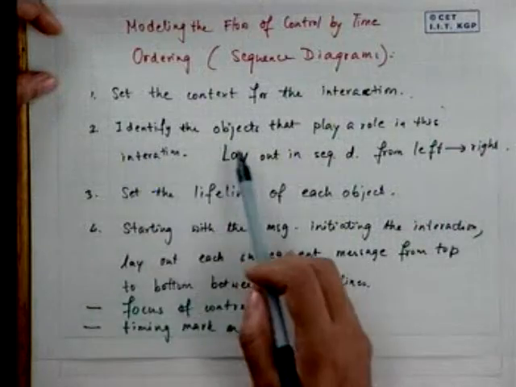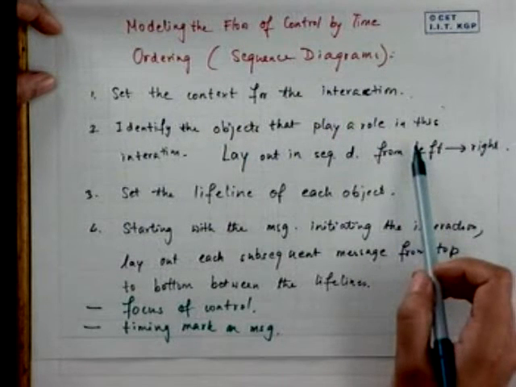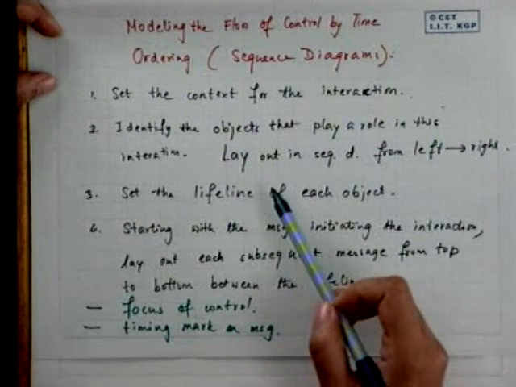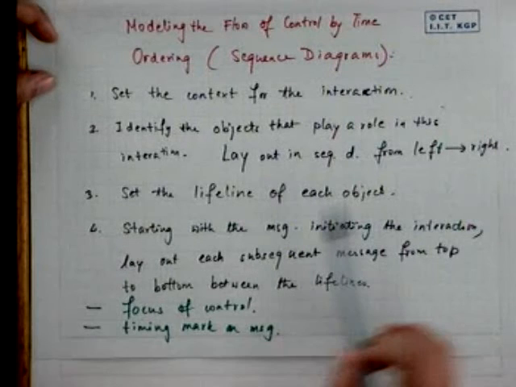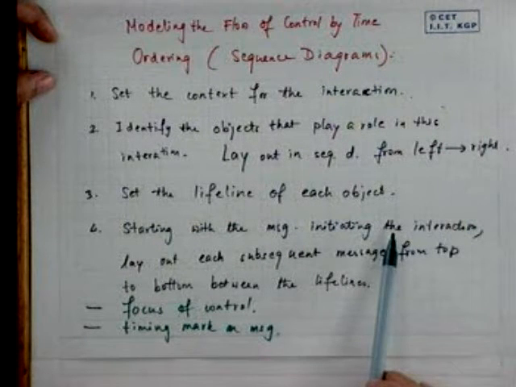So first we set the context of the interaction by looking at the systems, the subsystems, the classes, the operations that take part in it. Then we identify the objects that play a role in the interaction and lay them out in the sequence diagram from left to right. We set the lifeline for each object.